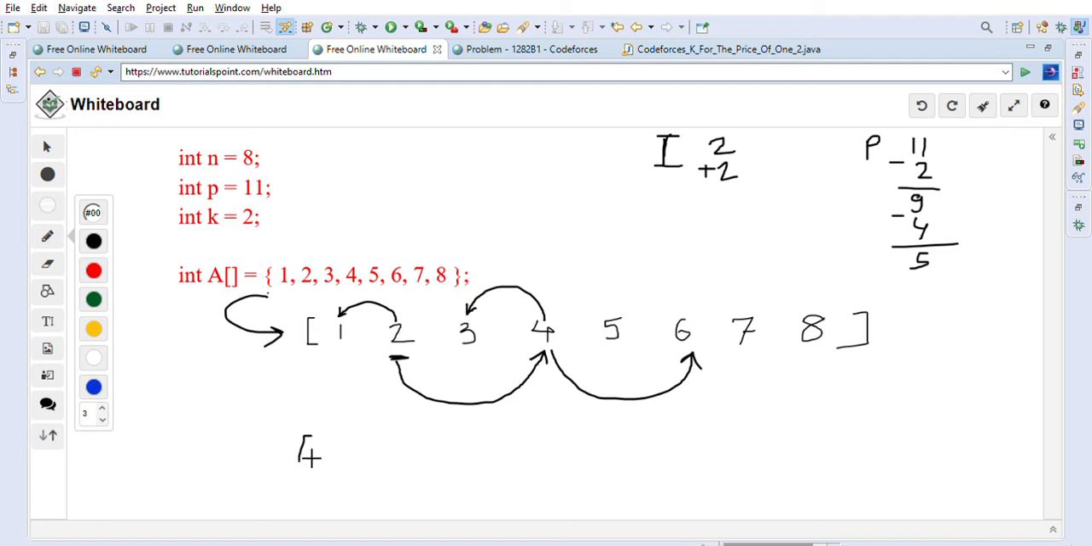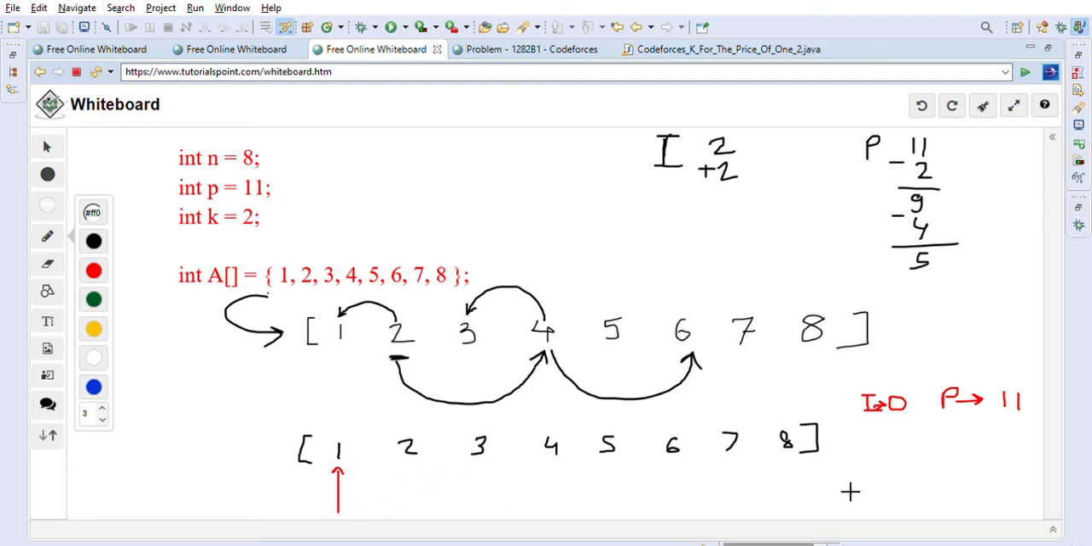Let's go with the other approach. I'll rewrite the sorted array: 3, 4, 5, 6, 7, and 8. So this is the sorted price array. Let's try with our other approach now. So again, items is 0 in the beginning, right? And the coins that we have is 11. This time we always check the first item's price.